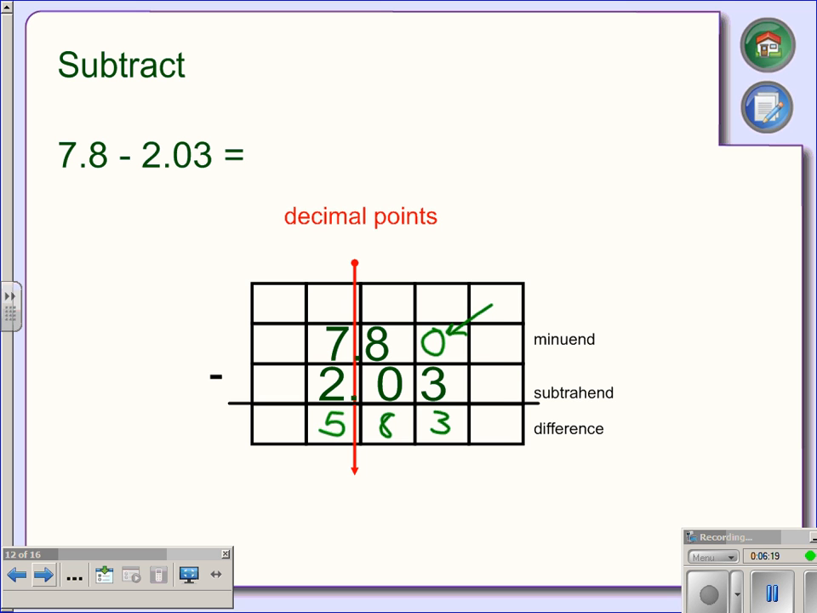And so you have to do your borrowing. This is technically 0 minus 3. You need to go over here and borrow from your 7 and make that a 10. And now you have 10 minus 3, which is 7. 7 minus 0, which is 7. And 7 minus 2, which is 5. So it is really, really important that you fill in those 0 placeholders when you subtract.